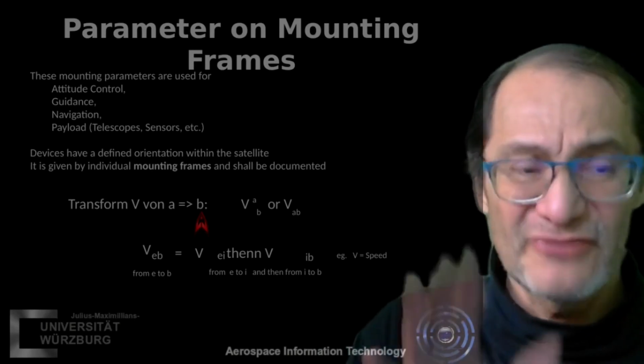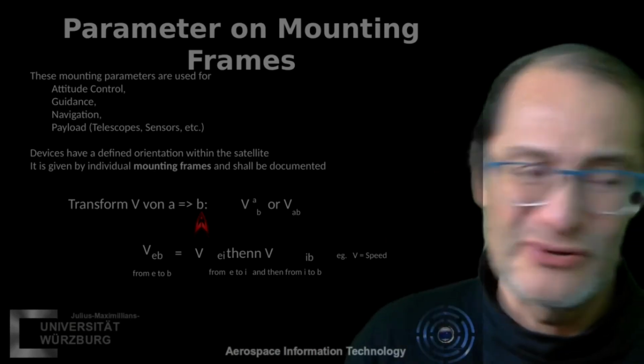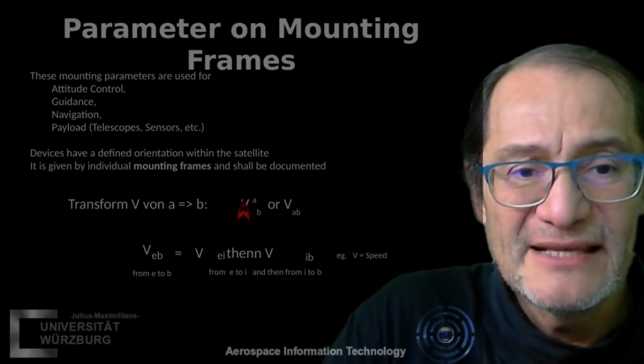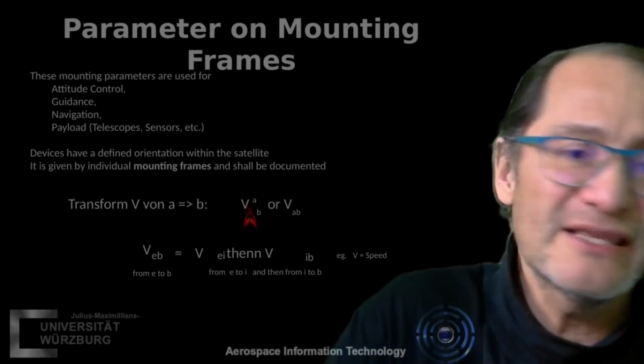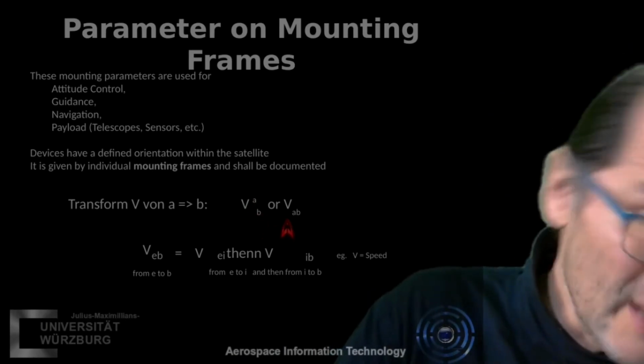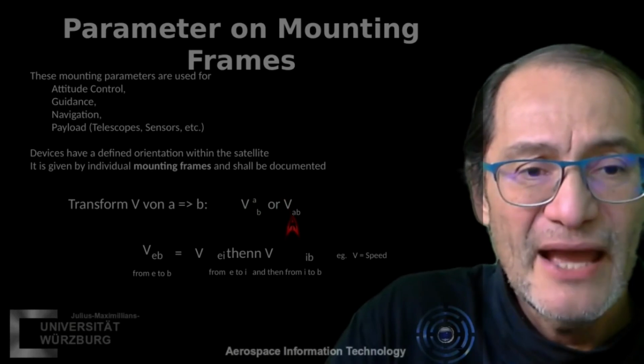So the transformation is somehow more difficult than just adding speeds or position. Okay, so my representation will be like this. This is my parameter, velocity, and the transformation from A to B. Or I can write, it's exactly the same, my parameter, velocity, from A to B.